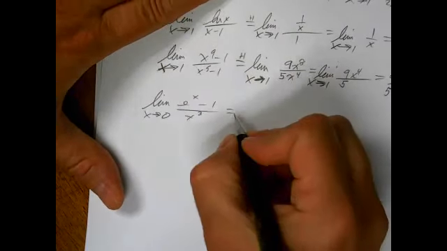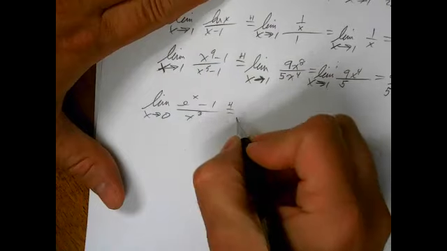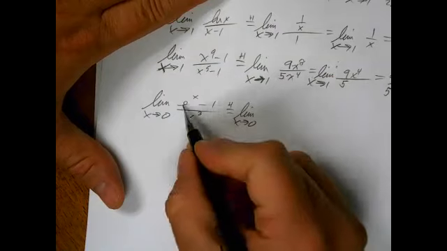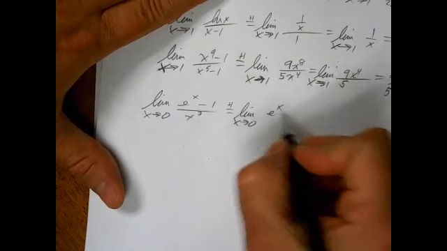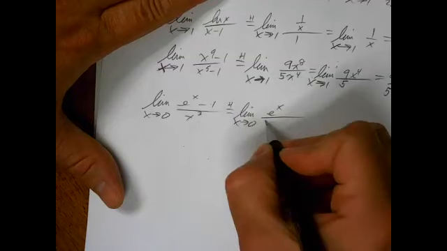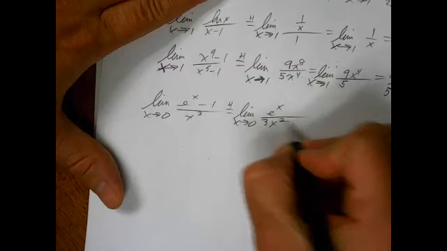Okay, so this is going to be equal to, by L'Hopital's rule, the limit as x approaches 0. The derivative of e to the x is e to the x. The derivative of 1 is 0, so it goes away. The derivative of x cubed is 3x squared.